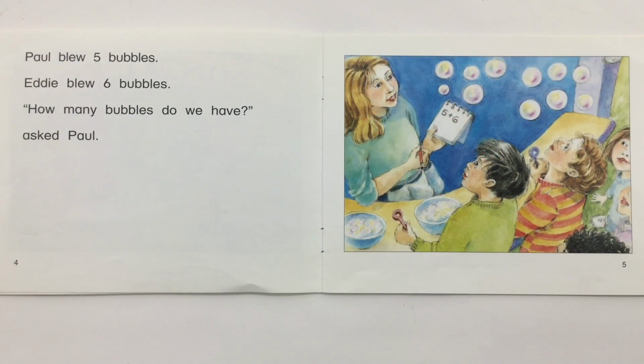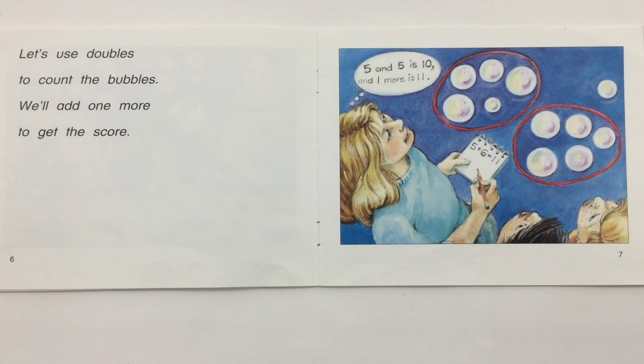Paul blew 5 bubbles. Eddie blew 6 bubbles. "How many bubbles do we have?" asked Paul. 5 plus 6. "Let's use doubles to count the bubbles. We'll add 1 more to get the score. 5 and 5 is 10, and 1 more is 11." 5 plus 6 equals 11.